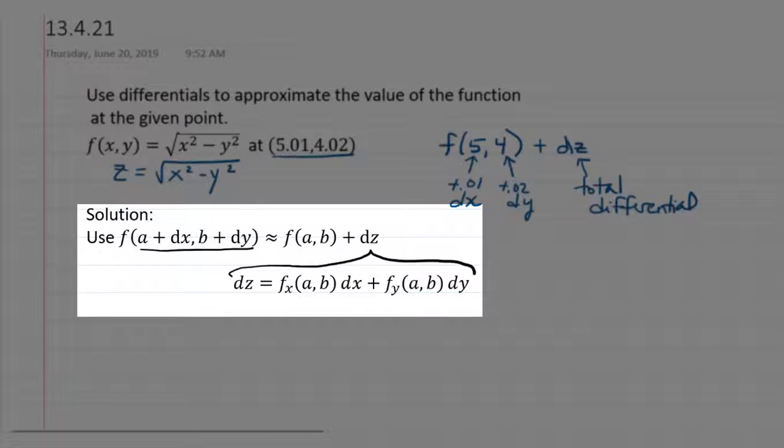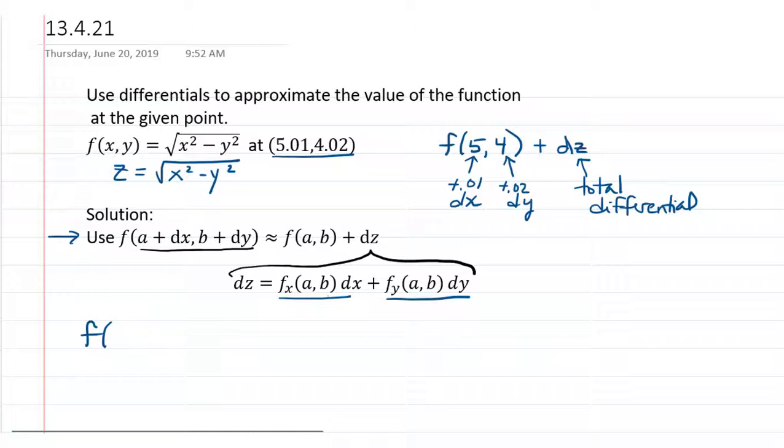Now, in general, we have that f of (a plus dx, b plus dy) is approximately f of (a, b) plus dz, and the total differential dz is the partial derivative of f with respect to x at (a, b) times dx plus the partial derivative of f with respect to y at (a, b) times dy. So in order to approximate the value we want, we're going to need to know f of (5, 4), that's our f of (a, b). We're going to need to know the partial derivative of f with respect to x at (5, 4). We're going to need to know the partial derivative of f with respect to y at (5, 4).